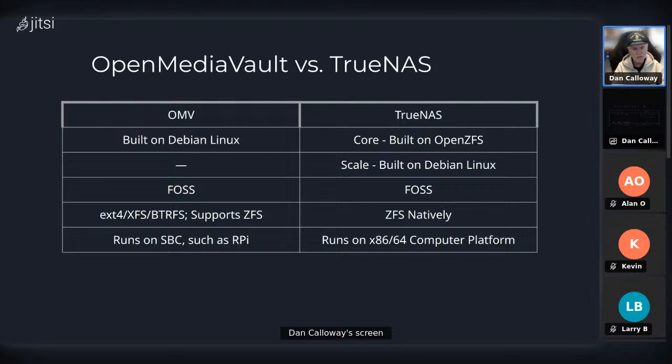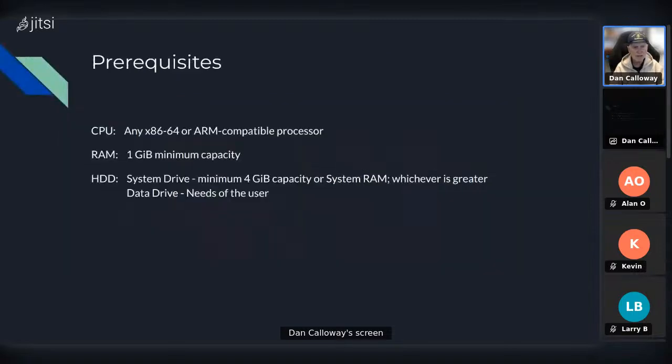OpenMediaVault runs on single board computers such as the Raspberry Pi. TrueNAS, however, runs on the x86-64 computer platform. I don't think you can install it on a Raspberry Pi, but I could be wrong about that.